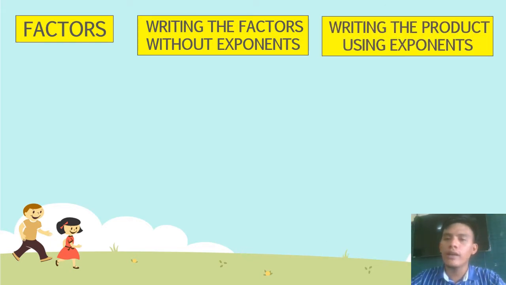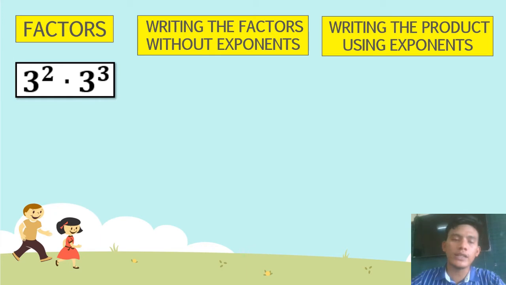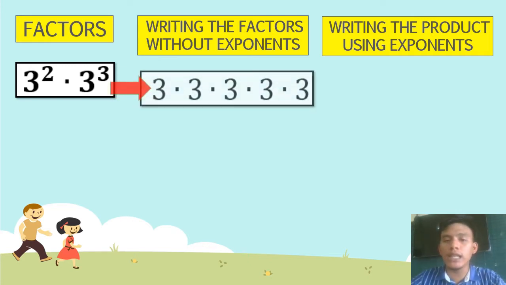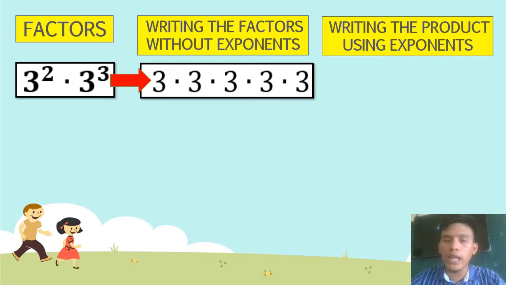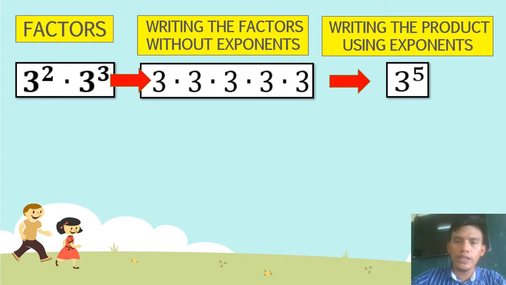Writing the factors, writing the product using the exponent. Factors, 3 squared times 3 cubed. In writing the factors, for 3 squared, that is 3 times 3. For 3 cubed, or 3 exponent 3, that is 3 times 3 times 3. When you sum up all the number 3, you have 5 threes. So that will be 3 raised to the exponent of 5. Or when we use the power law, we will add the two exponents, which is 2 plus 3. You can add the exponents because they have the same base. 2 plus 3, and that is 5.